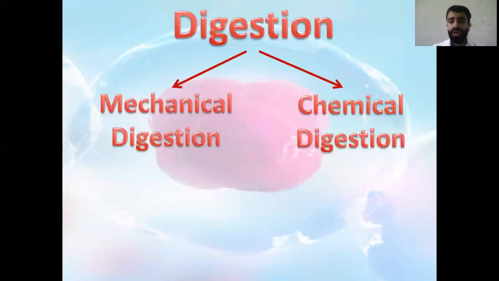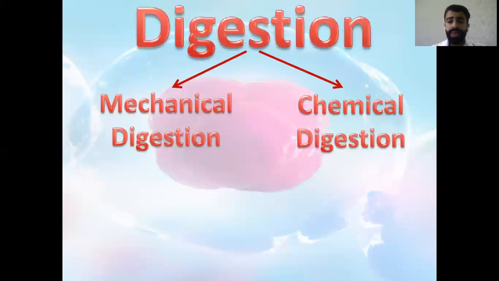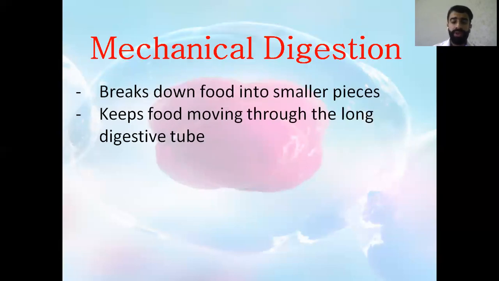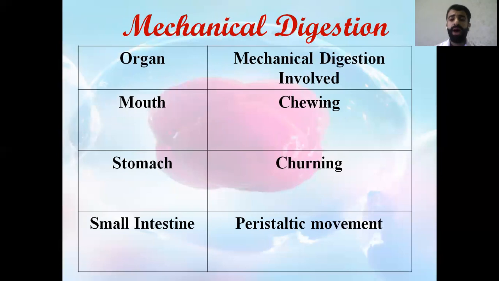Digestion is divided into mechanical digestion and chemical digestion. So what are the characteristics of mechanical digestion? Mechanical digestion involves the breaking down of food into smaller pieces. It keeps the food moving through the long digestive tube. We have different forms. In the mouth, mechanical digestion is called chewing. In the stomach it is called churning, while in the small intestine it's called peristaltic movement.